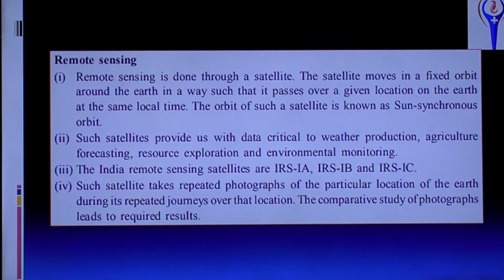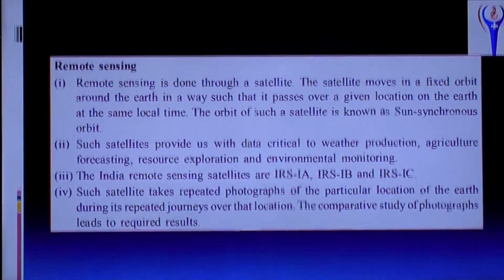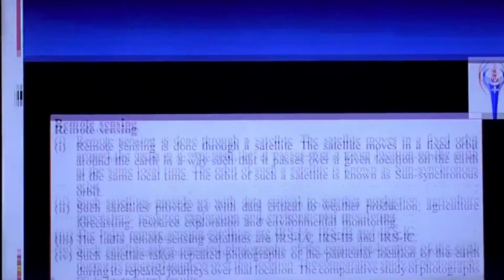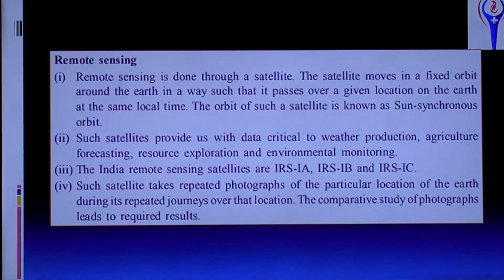Remote sensing, that is sun synchronous orbit. A communication satellite should be in geostationary orbit, and a remote sensing satellite should be in sun synchronous orbit. That is used for monitoring and weather forecasting, for that we are using it.